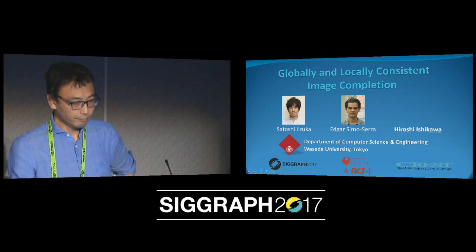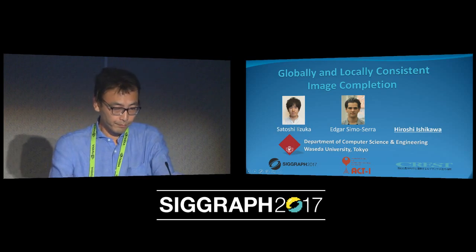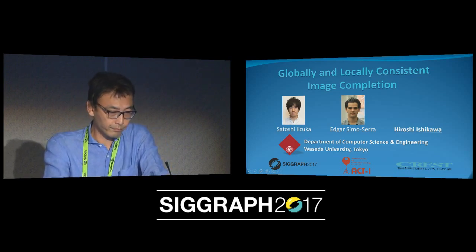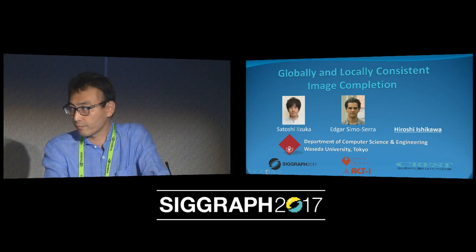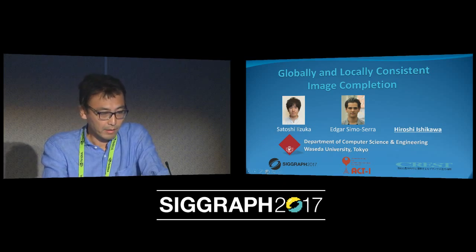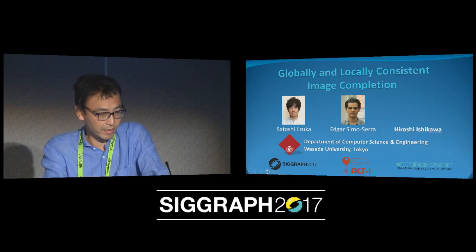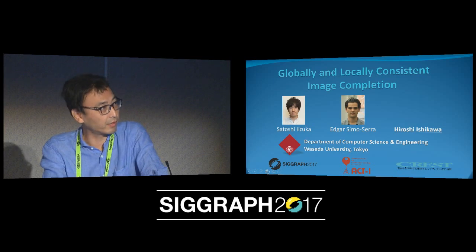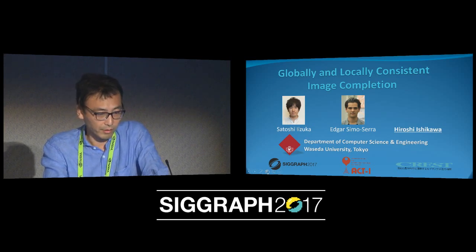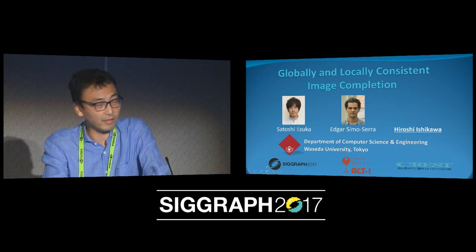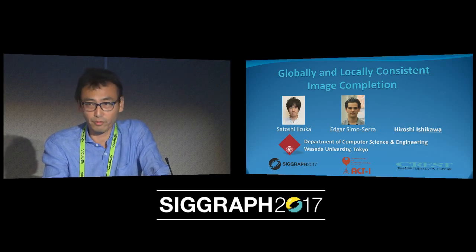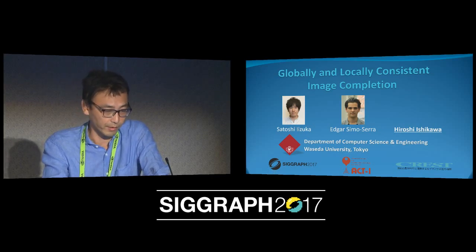This paper is titled Globally and Locally Consistent Image Completion, and the authors are Satoshi Iizuka, Edgar Simo-Serra, and Hiroshi Ishikawa. This work was done with Satoshi and Edgar, and I'm only the third author. These two found out about a week ago that they couldn't come. They were looking forward to giving this talk, but you only get me, so bear with me.